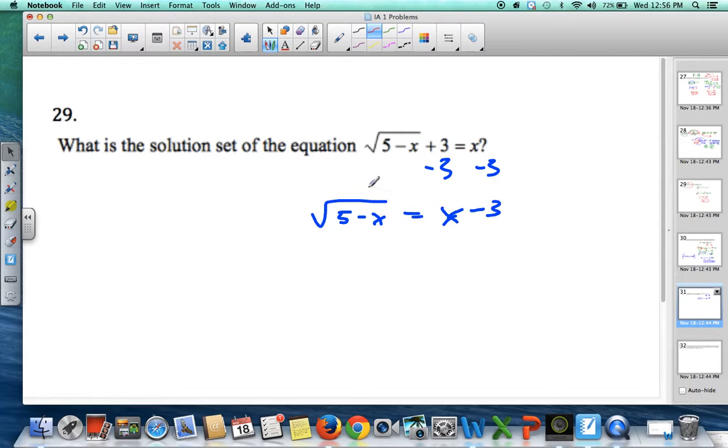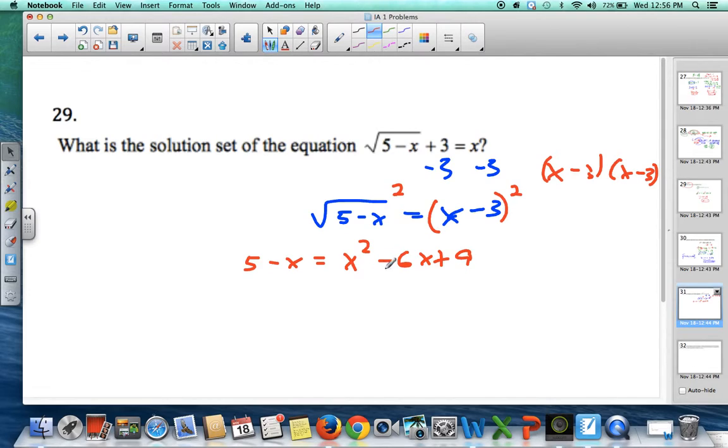So I'm going to have a square root here. To get rid of a square root, we're going to square it. But I have to square this entire thing like that. So that becomes 5 minus x equals, when I square this, x squared minus 6x plus 9. You can check the FOIL if you want. x minus 3 times x minus 3 is going to be this one right here.